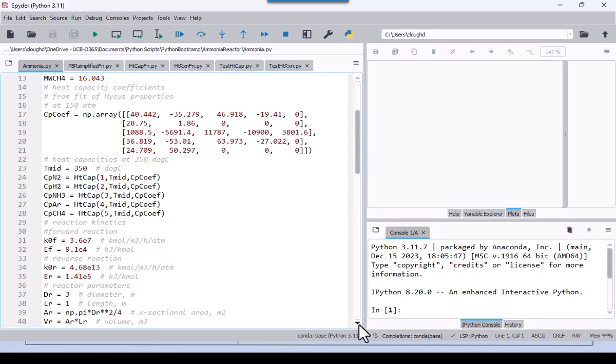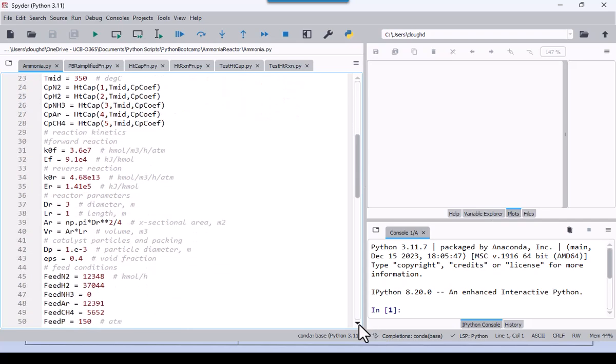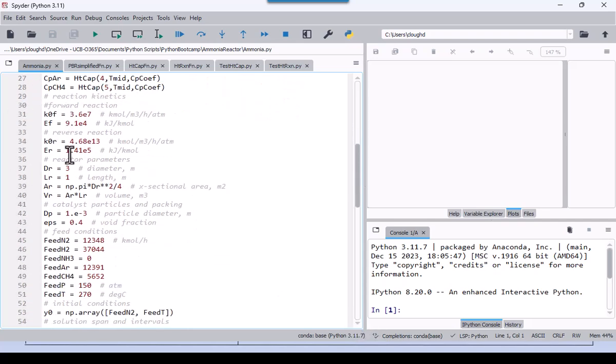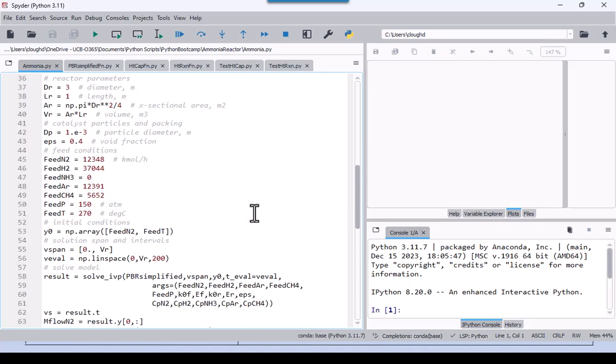Coming on down and building on this, we put in our kinetic parameters here for the forward reverse reaction. We put in reactor size parameters and also the catalyst particle size and a void fraction. And then we get to our operating conditions. We establish our feeds here, and then we have our feed pressure, which we're going to allow to remain constant, and we have our feed temperature, which is 270 Celsius.